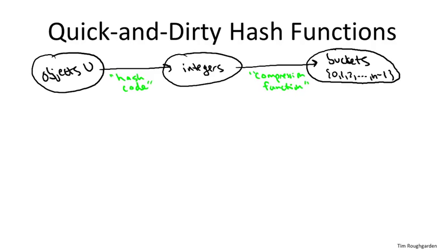In some cases you can skip the first step. For example, if your keys are social security numbers, they're already integers. If they're phone numbers, they're already integers. Of course, there are applications where the objects are not numeric. For example, maybe they're strings, maybe you're remembering names.